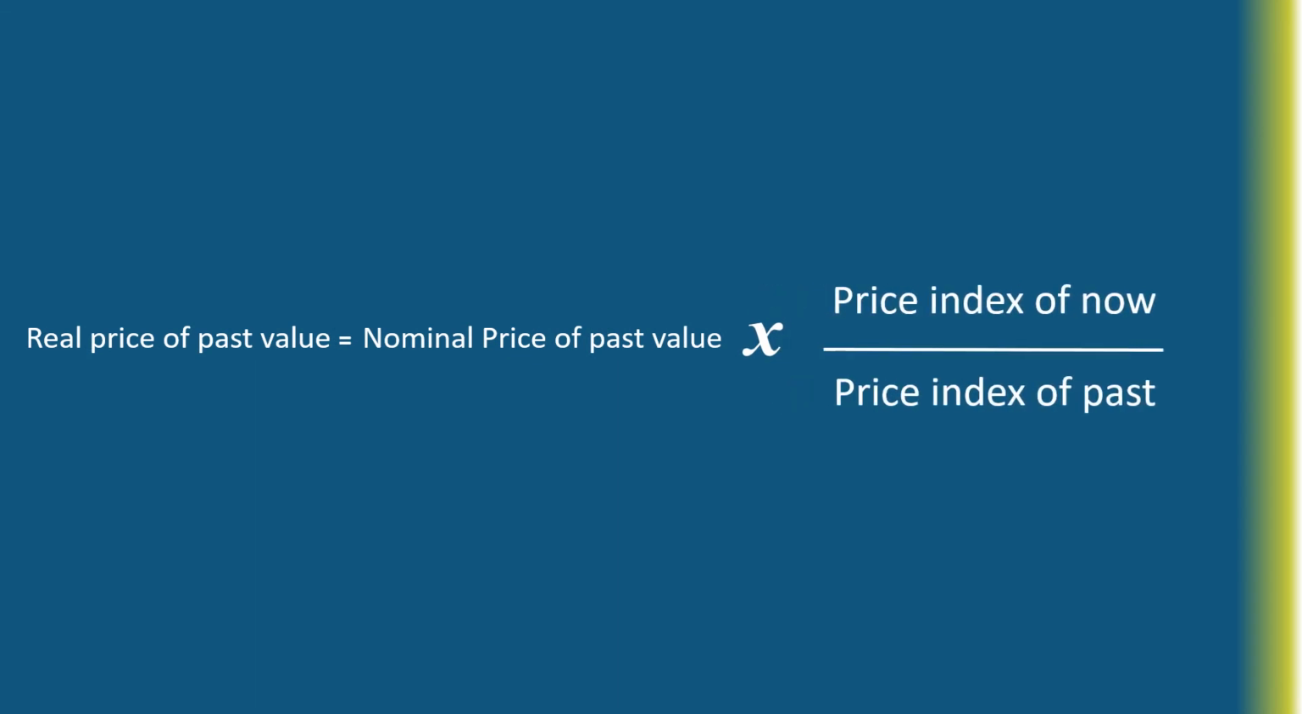In essence, we're getting the real price of a past value equal to the nominal price, the unadjusted sticker price of some past value, multiplied by the price index of now divided by the price index from the past. You really just have to mess with this formula and do some example problems to get at understanding what's happening here. And so let's go through and do an example.